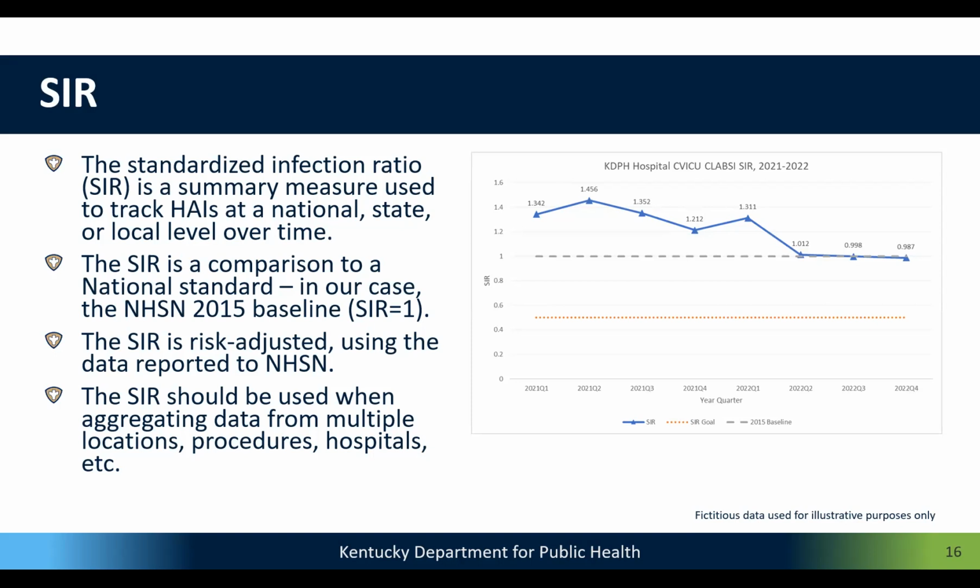The SIR should be your go-to metric when we need to aggregate data from multiple sources, such as different locations within a healthcare facility, or various procedures, or even data from multiple hospitals. It provides a standardized way to compare infection rates across diverse settings. The SIR is a vital tool for infection prevention and control efforts as it helps healthcare facilities identify areas where their infection rates may be higher than expected, which enables them to focus resources and interventions where they are needed most.